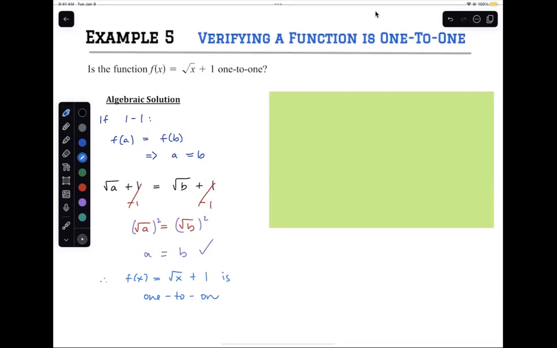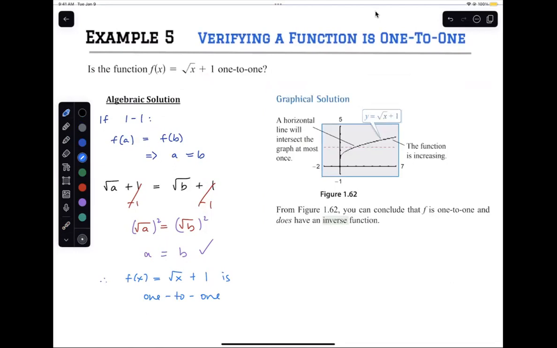Okay, but we can also plug this into our calculators and see what the graph looks like. So square root of x plus 1 looks like this. It's always increasing. So that means that any horizontal line we graph is only going to hit the graph only once. So this does pass the horizontal line test. So therefore, because it passes, f is 1 to 1, and it does have an inverse function.